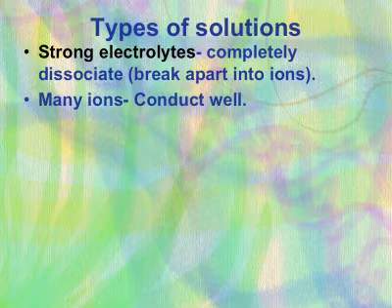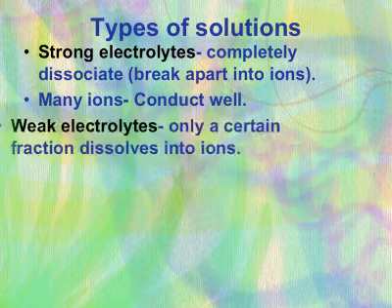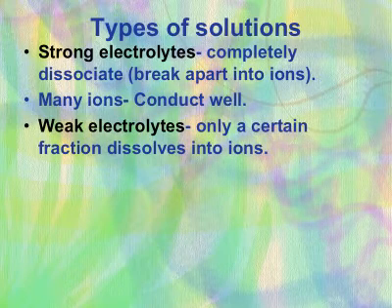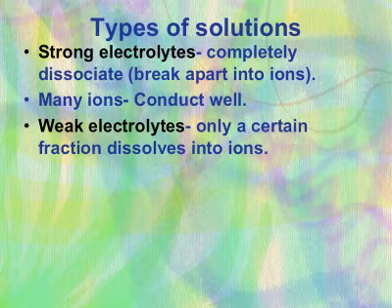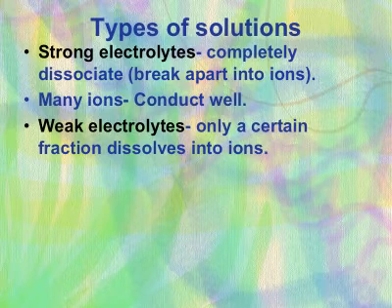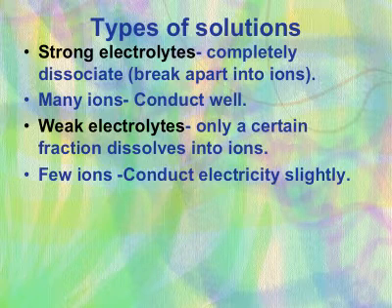The opposite is something called a weak electrolyte. Only a certain fraction will dissolve into ions. So some of it will dissolve, but not all of it, because its electronegativity probably isn't very high or very low, so it's going to dissolve, but not all the way. There are few ions. It's still going to conduct electricity, but not as well.